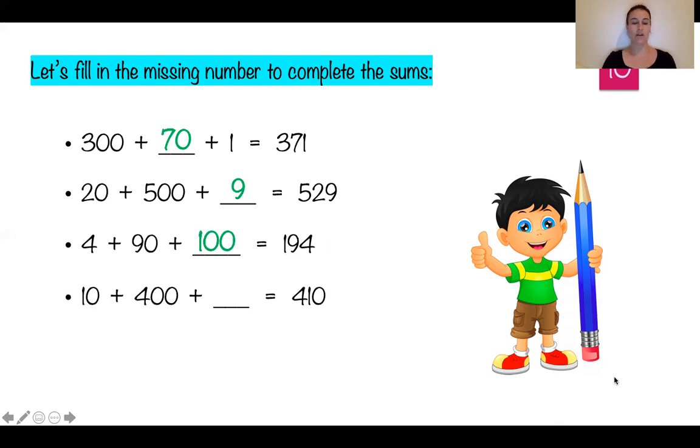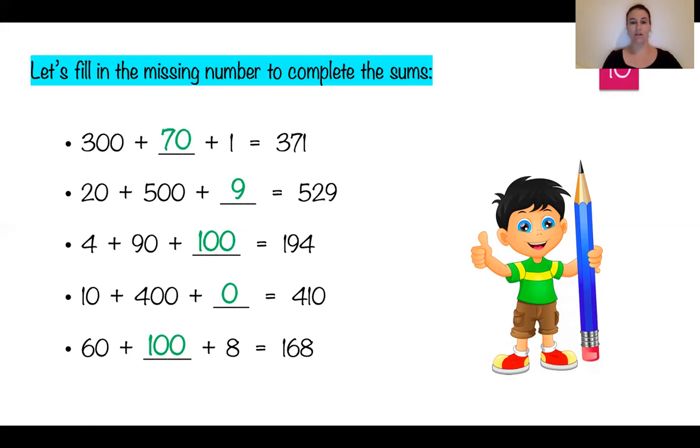Our next row, we've got 10 plus 400 plus something, and our answer is 410. We've got the hundreds, we've got the tens. Do we have units? We don't even have units in this number. So what are we going to write? A 0. And our last one, we've got 60 plus something plus 8 equals 168. Okay, we have not got the hundreds, we've got the tens, and we've got the units. So we write in 100.